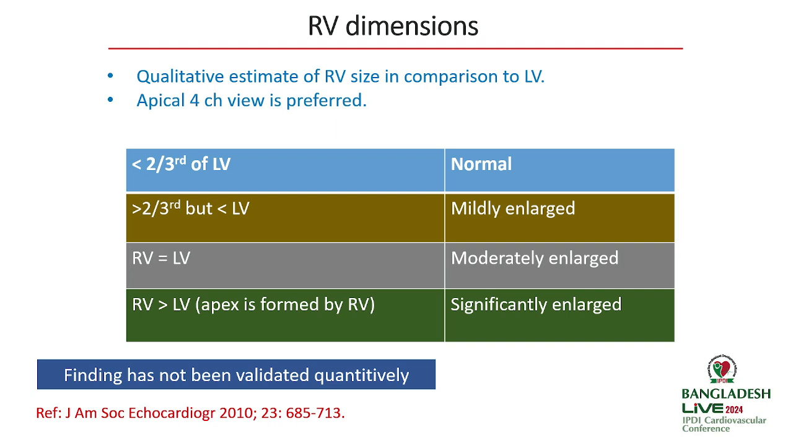Now, the chamber quantification of RV. Usually, we can qualitatively assess RV. Usually, the RV is less than 2/3 of LV. And if it is more than 2/3 of LV but still less than LV, we can say mildly enlarged RV qualitatively. If it becomes equal, then we can say moderately enlarged. And if the RV is more than the LV, definitely significantly enlarged RV.